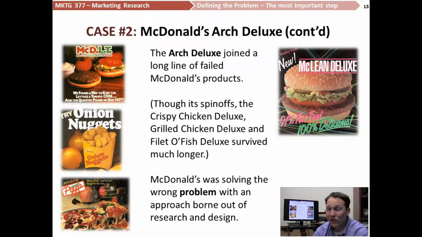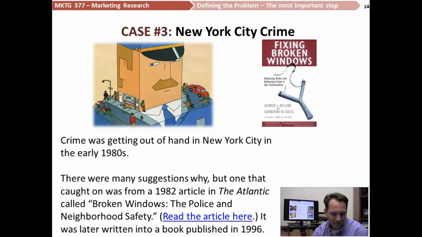And as it happened too, the Arch Deluxe did breed some good things. There were 3 other deluxe sandwiches that came out at the same time. McDonald's used this opportunity to improve the crispy chicken sandwich, the grilled chicken sandwich, and the filet of fish sandwich. So they introduced deluxe versions of all 3 of those, and those remained on the menu for quite a while, actually. So again, McDonald's solved the wrong problem and took the wrong action, and they had a very high-profile failure. And it wasn't until after that that they really understood that it was their values that mattered, not this fictional problem that they had come up with in their own minds.